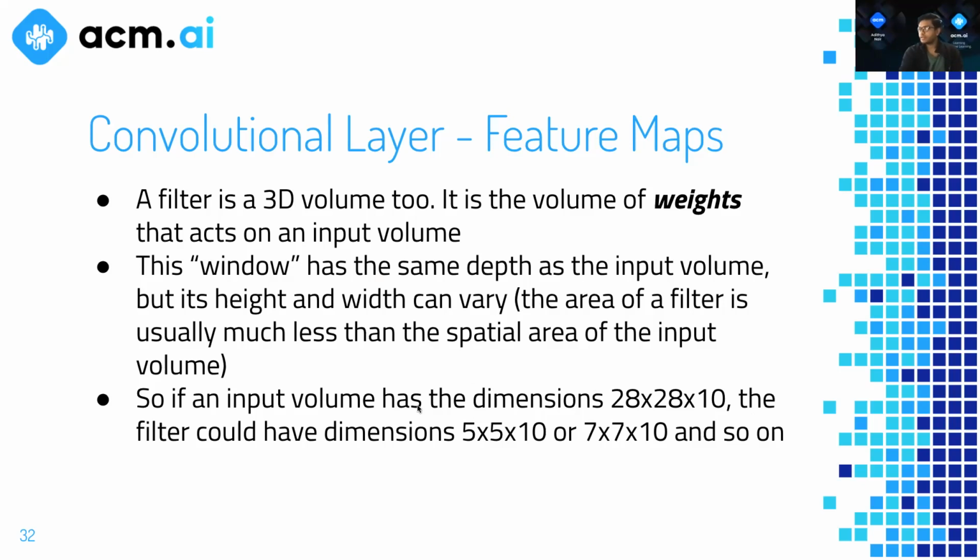All right, and a quick example. If we have an input volume with dimensions 28 by 28 by 10, that means we have 10 different channels, essentially 10 different variants of each pixel value, not just 3 for RGB. Then our filter will have smaller spatial dimensions, like 5 by 5 or 7 by 7, but the depth still has to be the same to deal with the depth of the input volume.